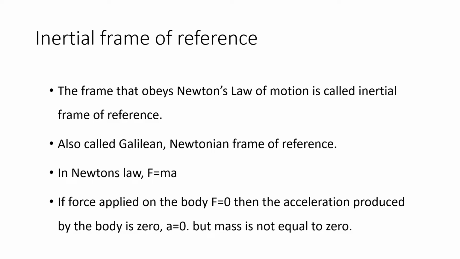Now, if the force applied on the body, F, is equal to 0, then the acceleration produced in the body is 0, but mass is not equal to 0. As we have taken Newton's law F is equal to ma, if force is not applied on the body, then there will be no acceleration, but the mass will be present there. You can take an example of a car. If it is at rest, you can say that there is no external force applied on the car to stop it or move it. Then the car is at rest, so acceleration is 0, but the mass of the car is not 0.